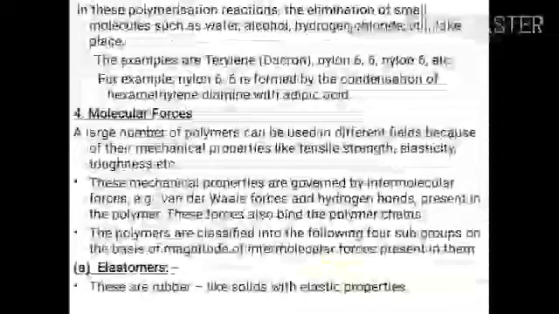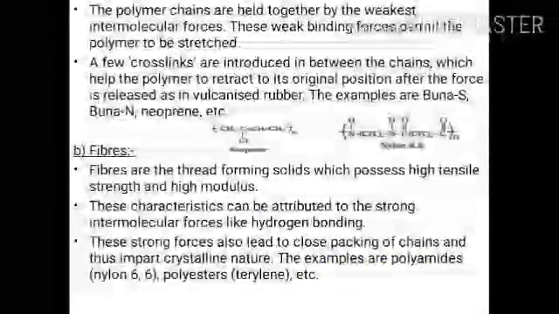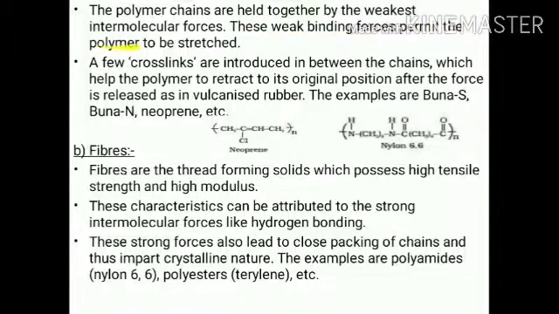Elastomers, actually you can see the name. Elastomers have high elasticity and high tensile strength. The polymer chains are held together by the weakest intermolecular force. This weak binding force permits the polymers to be stretched. A few cross-links are introduced between the chains, which help the polymer to retract to its original position after the force is released, as in vulcanized rubber. The examples are Buna S, Buna N and neoprene.